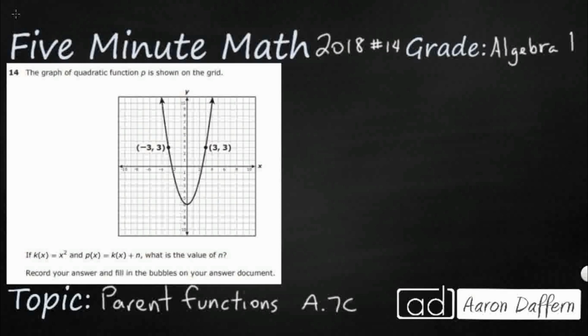Alright, so we have a quadratic function p, and we know that p of x equals k of x plus n. Well, what is k of x? Because that is not graphed for us. k of x equals x squared.